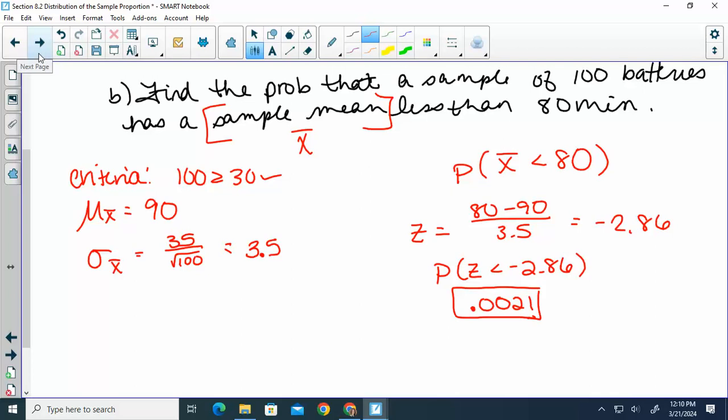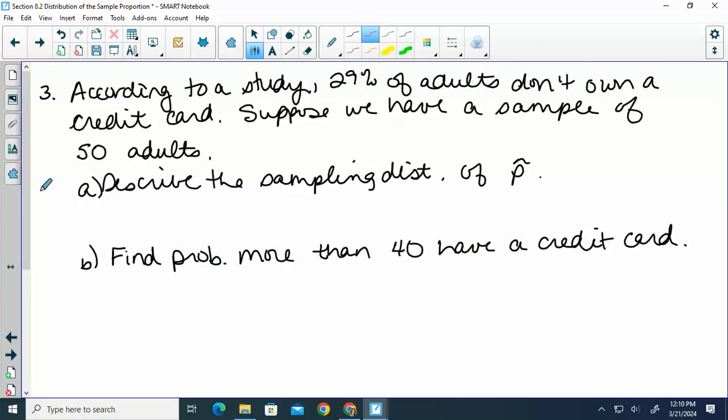One last review problem, and then you can finish any problems that you need to from your homework. According to a study, 29% of adults don't own a credit card. Suppose we have a sample of 50 adults. Describe the sampling distribution of p hat. When I say describe it, I'm looking for the criteria, the mean, and the standard deviation.